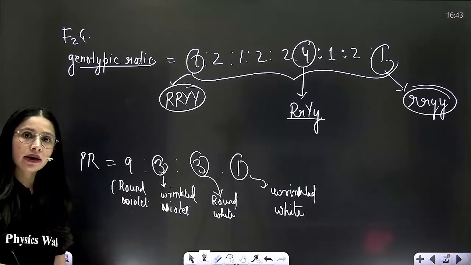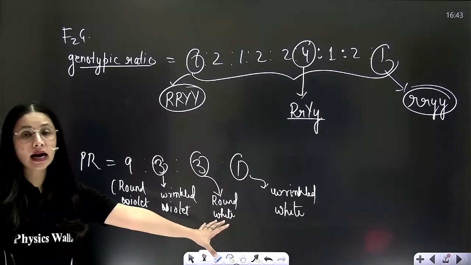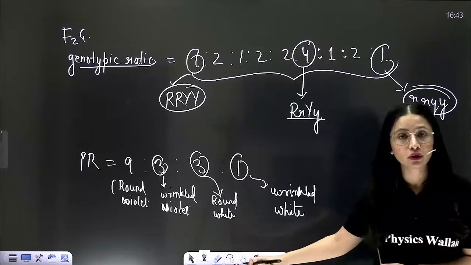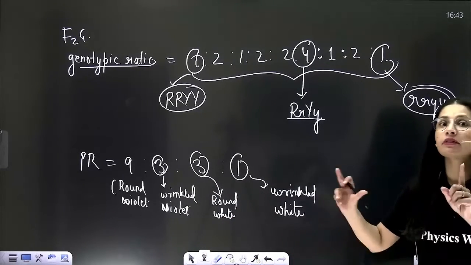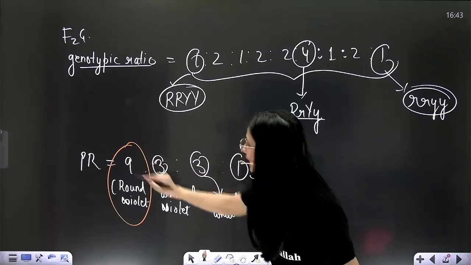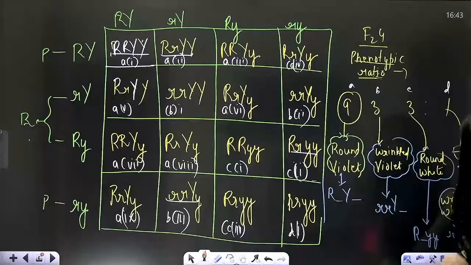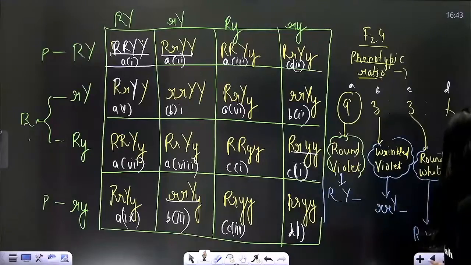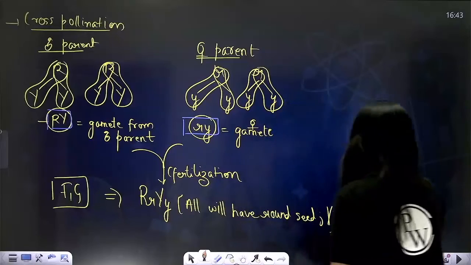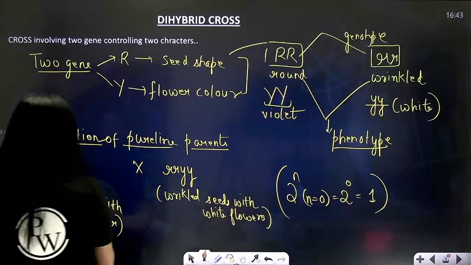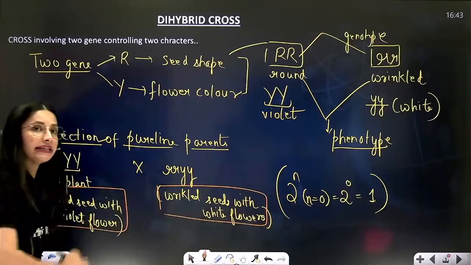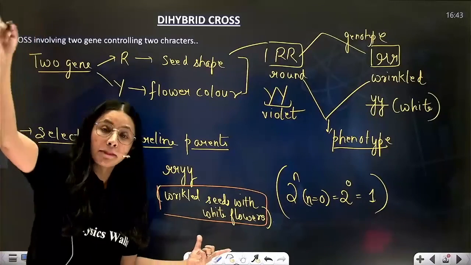Correct? Now, if this is the ratio in which the number of offspring are obtained, then can't we say that the percentage of parental to recombinant phenotypic ratio is 10:6? Why? Because this 9, round and violet, see, how were the initial parents which I took? Okay, so initially my parents were of phenotype round and violet, then wrinkled with white. These are the phenotypes of my parents.